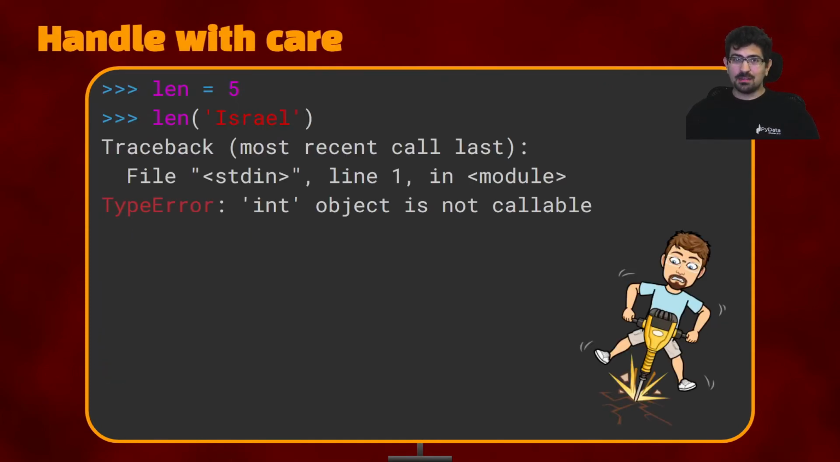But we should handle this with care, because even built-in methods are objects. So we can say len, the built-in method len, equals 5. And now when we say what's the len of Israel, we will still get an error because len now is an integer.